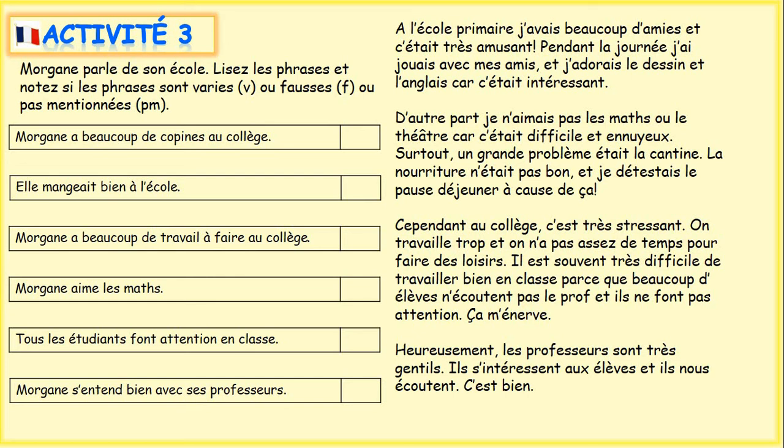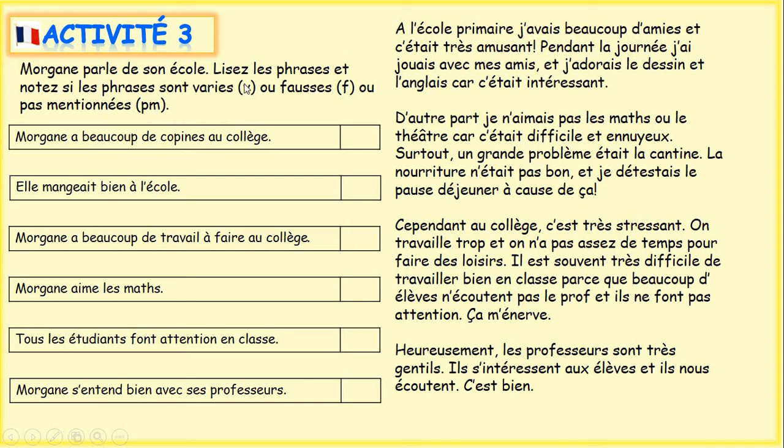I'll read the question part to you now, which is here. Morgan parle de son école. Lise les phrases et notez si les phrases sont vraies ou faux, ou pas mentionnées. So you're reading it through. Morgane is talking about her school. Read the phrases and decide if they are true, false, or not mentioned.